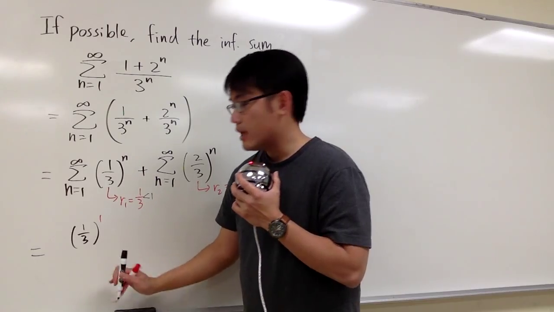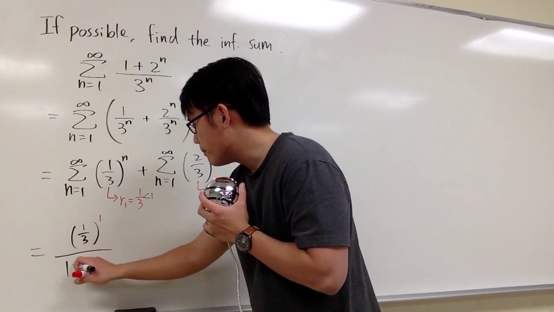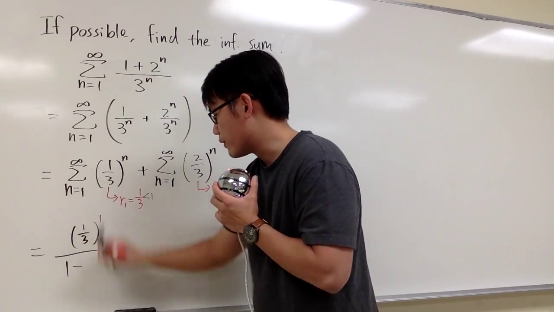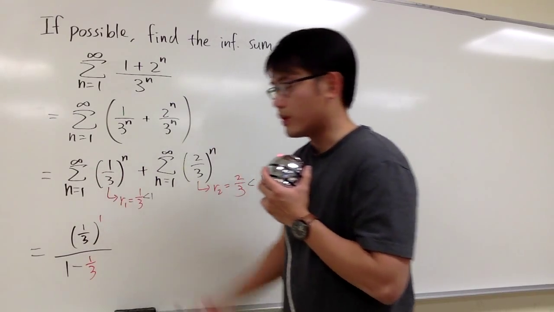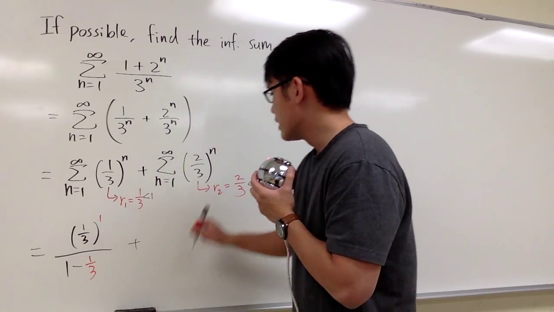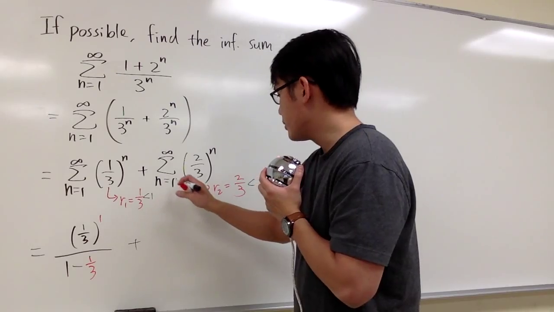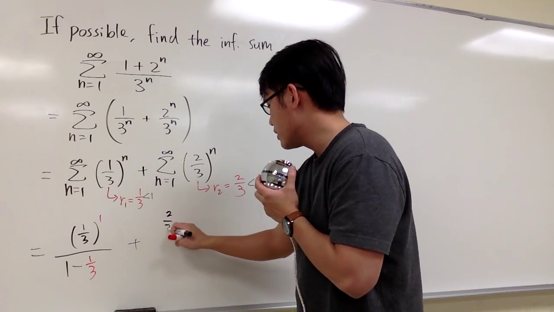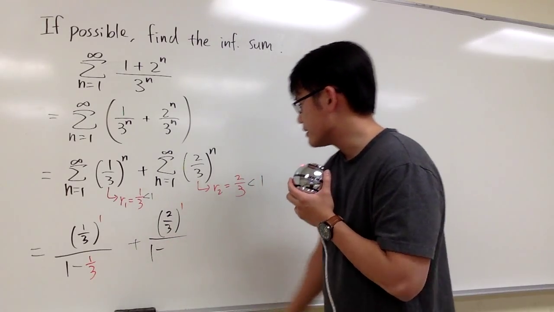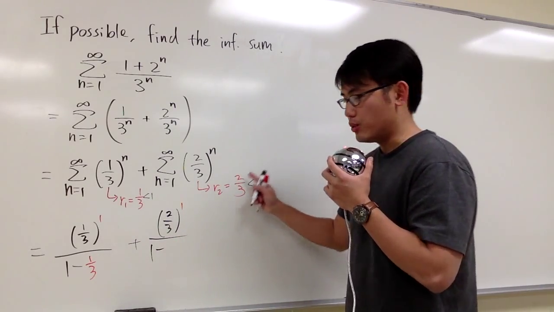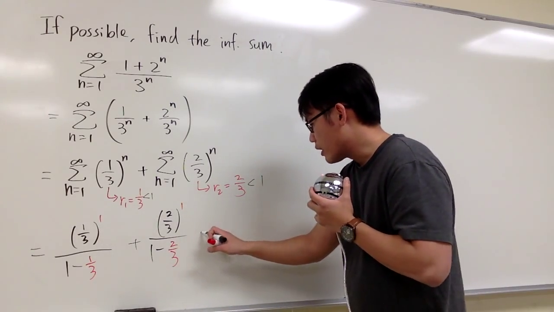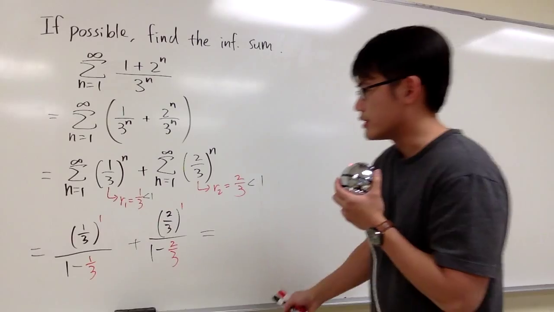That's the first term. And then we put it over 1 minus the common ratio, which is 1/3 from the first one. So that's what we have, and that's pretty much a setup. And then this right here is plus. Right here, we put down 1 for n. We have 2/3 raised to the first power over 1 minus the common ratio right here, which is 2/3. That's pretty much it, right? And now we just need to do more computation to finish this up.